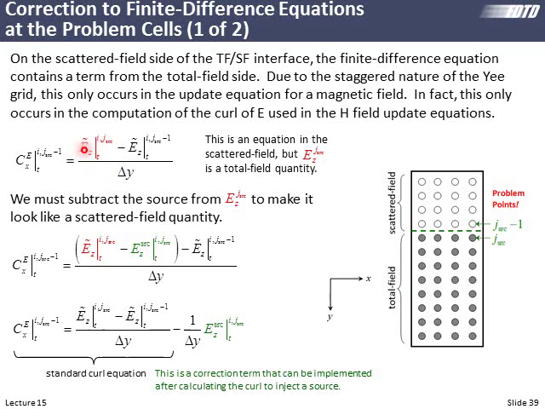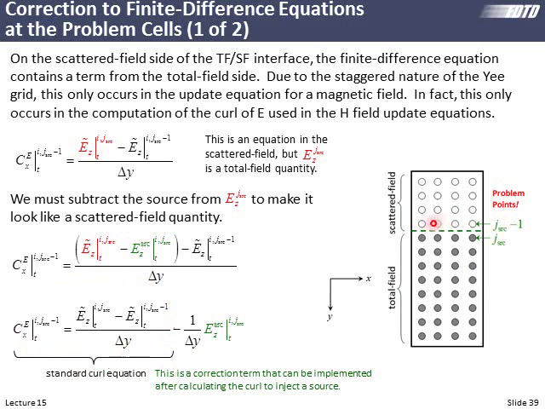But this in red is a total field quantity. How do we make a total field quantity look like a scattered field? We subtract the source from it. Now we can take this little source term, pull it to the outside, and we end up with this expression. What's neat is if we look at this expression, that is the original curl calculation. This means we can calculate the curl across the entire grid without thinking anything about the total field scattered field.